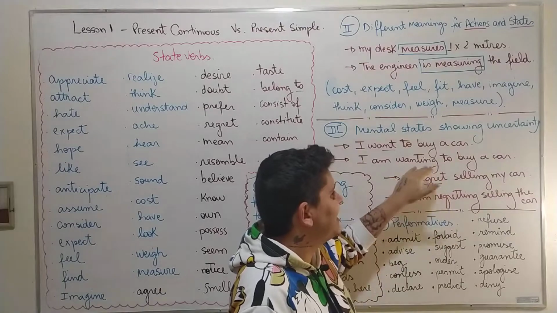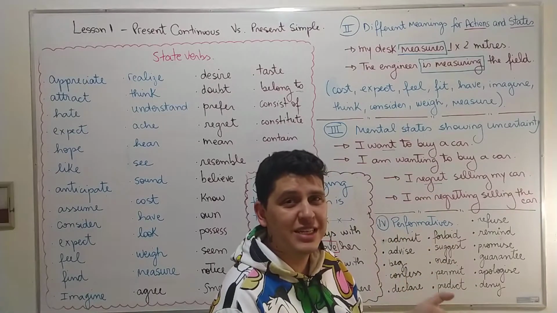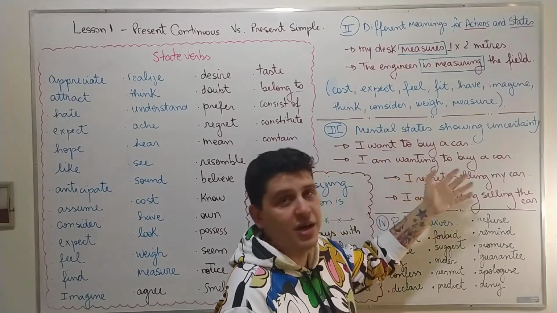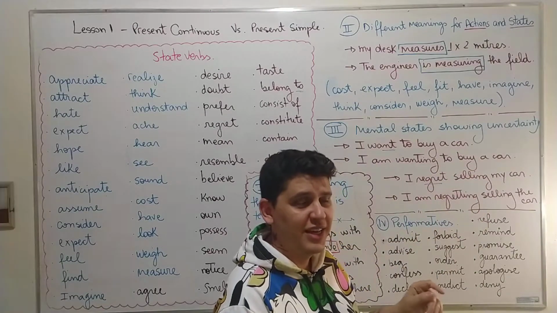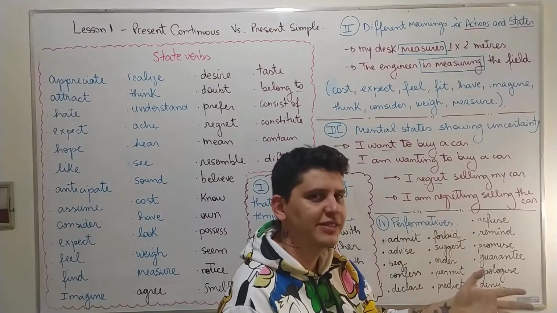So you see that in the second example, I'm not sure, I do not have a consolidated opinion about what I'm going to do. I'm just wanting to buy a car. I'm not sure if I want, but right now I'm wanting. This possibility, this idea is crossing my mind very frequently, so I'm wanting, okay?